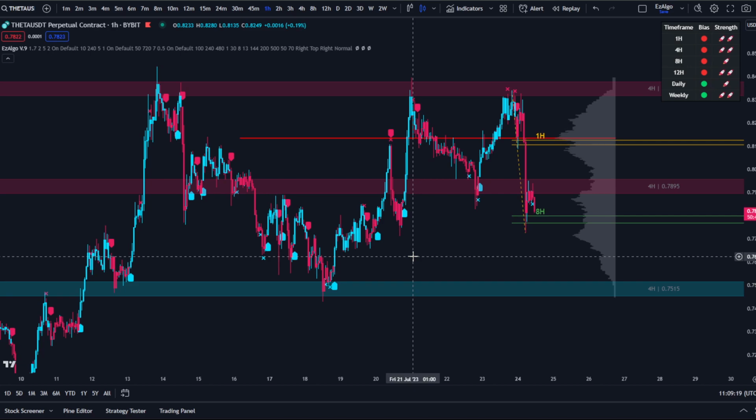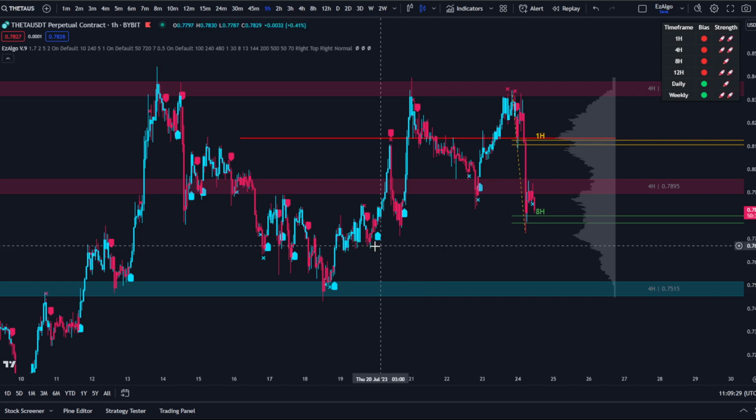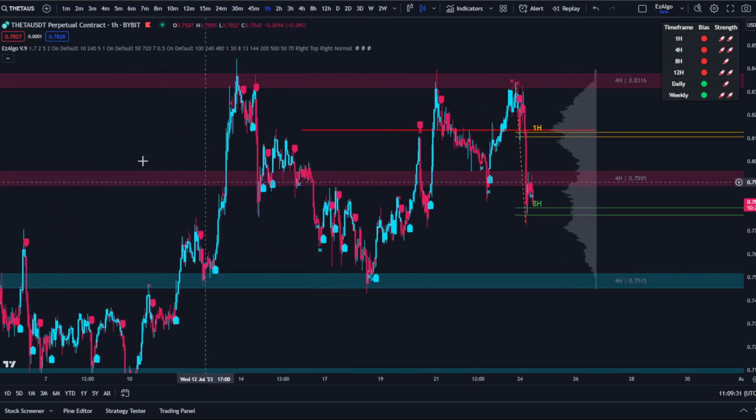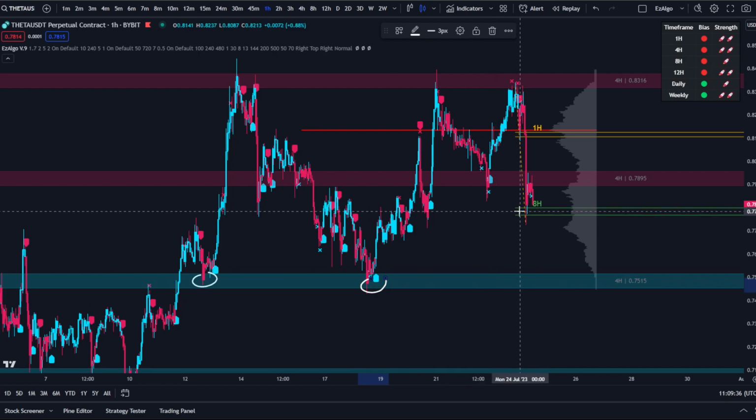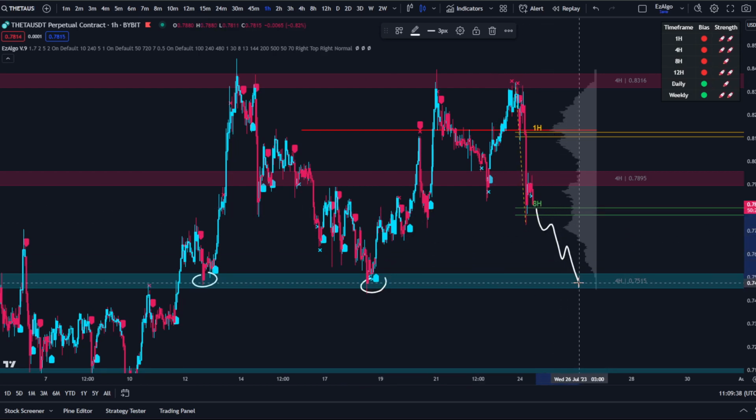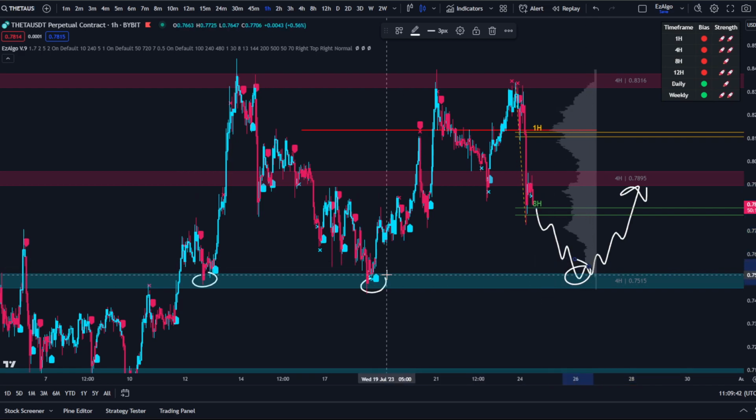Now, the best way to use this indicator is to use higher time frame support and resistance zones with an entry on a lower time frame. So for example, I'm looking at Theta right now. I'd already talked about this a little bit, but I'd be looking to take a long position at this 4-hour support zone. I can see that price has respected this zone very well in the past. So if price were to come down to the zone, I'd be looking for a long position from that zone once again, because price is still holding this level until proven otherwise.